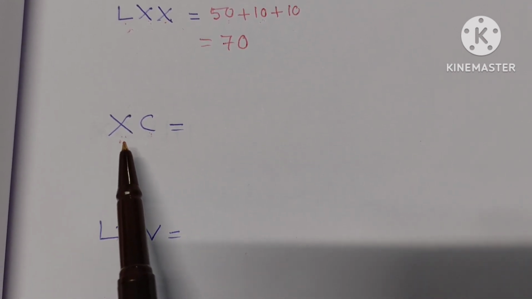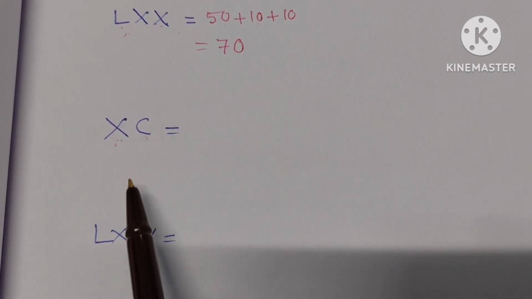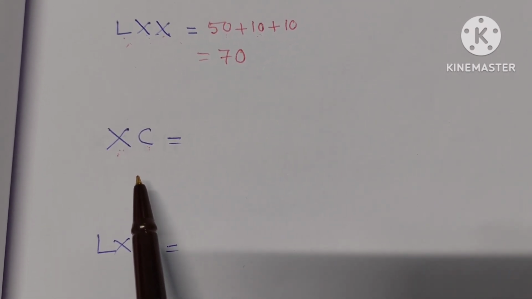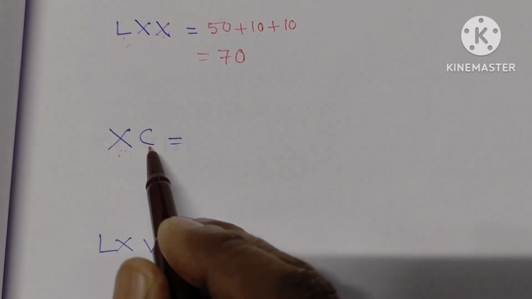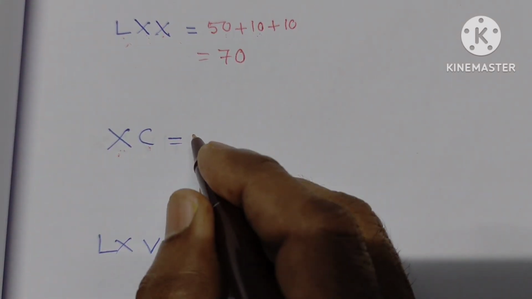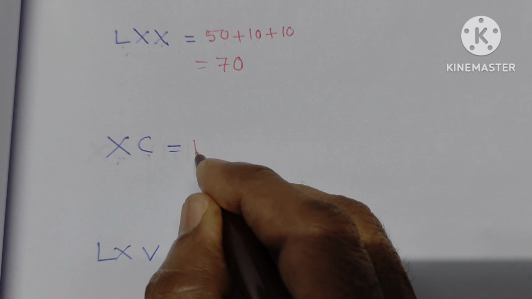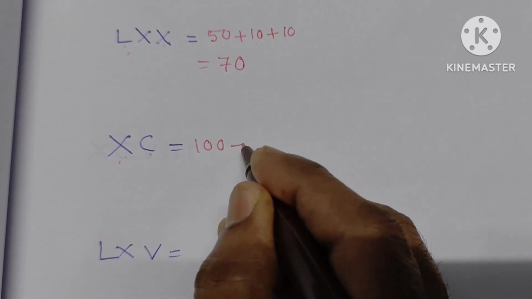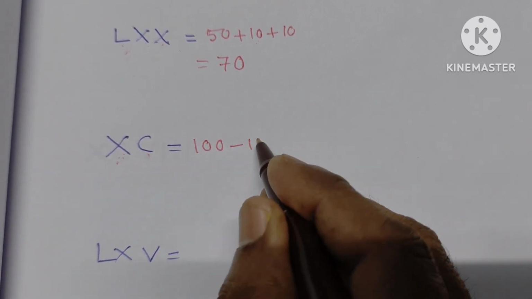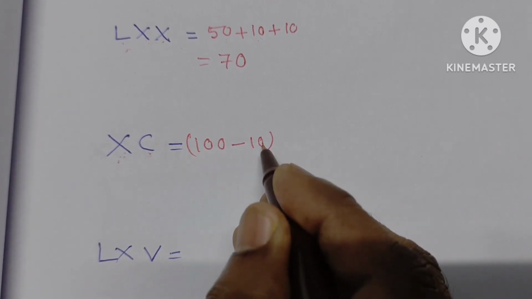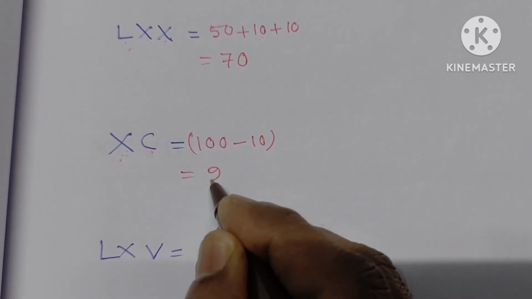The smaller symbol written before the larger symbol is subtracted. So we know that C represents 100. 100 minus X, which represents 10. 100 minus 10 equals 90.